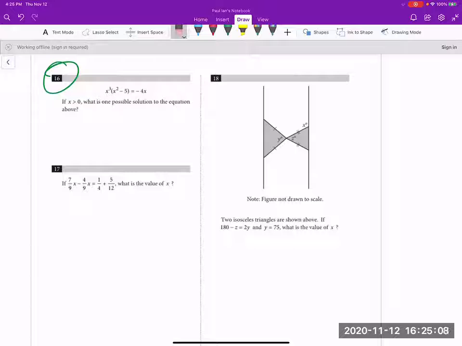So it gives you that it has to be greater than 0. So the next integer would be 1. Plug that in. I think that's the fastest way instead of solving for it.